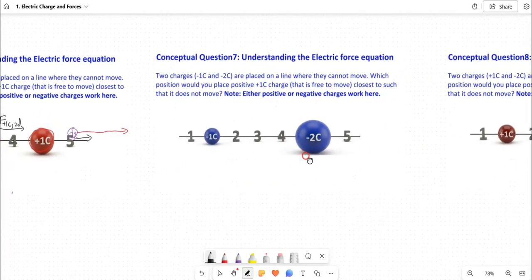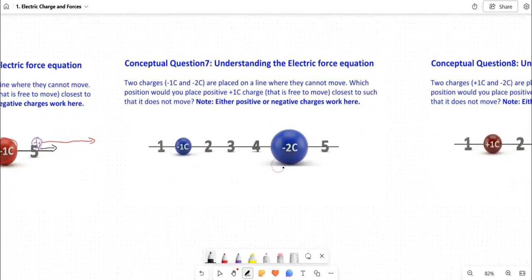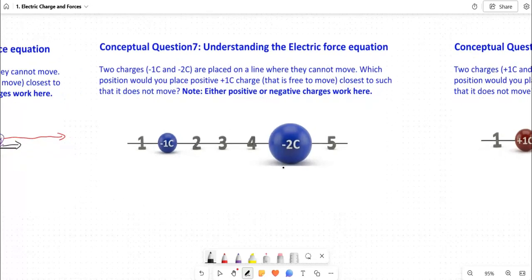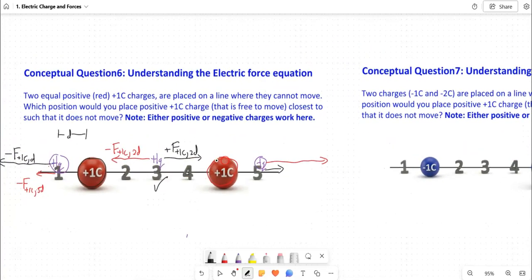All right, let's try another one. Where will you put a positive charge that is free to move in this particular case? Again, the negative 1 Coulomb charge and the negative 2 Coulomb charge are anchored in place and cannot move. You're going to place a positive 1 Coulomb charge that is free to move somewhere on this number line, and you want it to not move. Meaning, just like in the other case, you want the sum of forces to sum to 0.